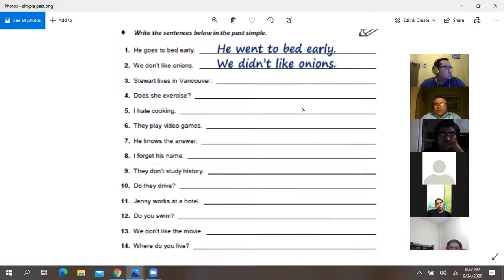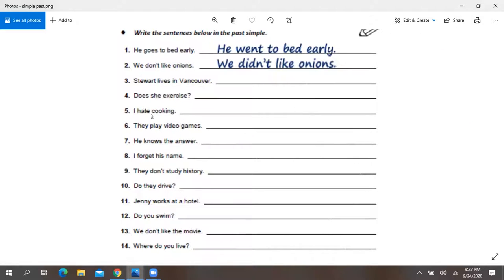So this is what we will do with this exercise. How many exercises do you see there? 14. Well, okay. If you analyze the first and the second one, he goes to bed early. Which tense is this? Simple present. So you have to transfer this information to the simple past. He went to bed early. Number two, we don't like onions. What is your mission? To transfer this information to the simple past.